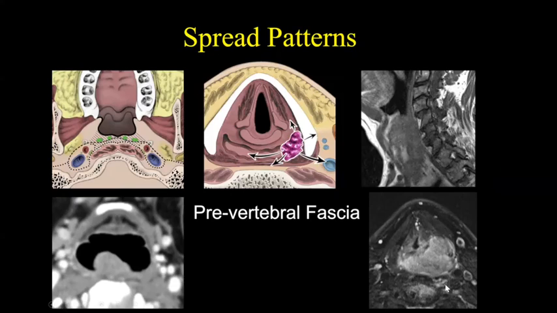So if you are going to do it, then it's important to get axial and sagittal T2-weighted images to determine whether or not there is edema involving the prevertebral muscles. And if there is, this would upstage these lesions to T4B.